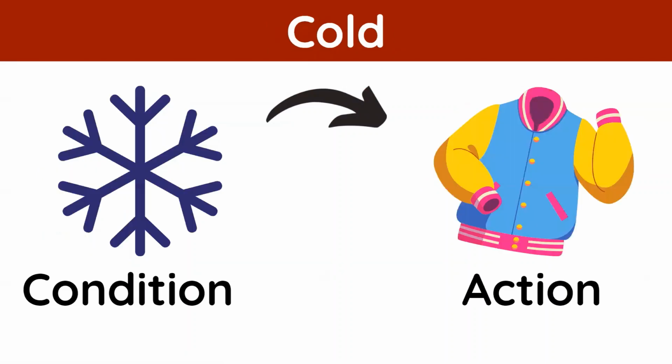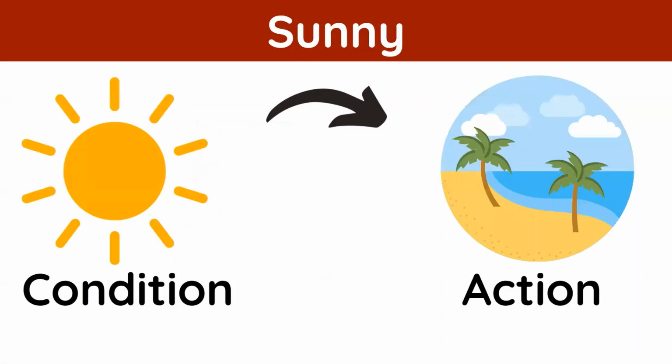Next condition. If the climate is cold, wear a jacket. Here the condition is cold, and the action is wearing a jacket. Finally, if the climate is sunny, go to the beach. So what is the condition here? Obviously the condition is sunny, and going to the beach is the action.